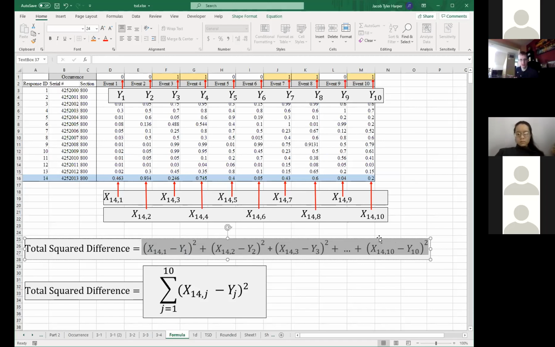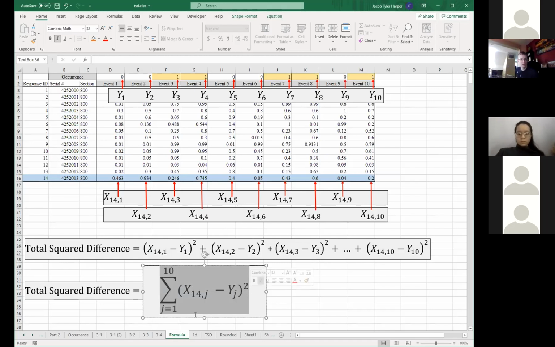When you're doing a sigma notation, the only thing that changes, like this 1 becomes a 2, which becomes a 3, we're going to replace with a variable. So down here, I replace that number with a j, and then I say that j goes from 1 to 10. And then this is equivalent to the expression right above it. And that is the sigma notation version for person 14.